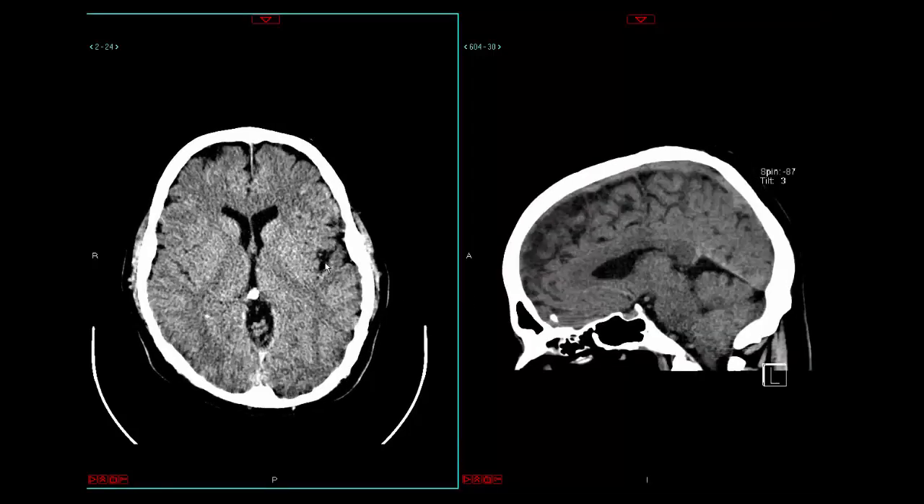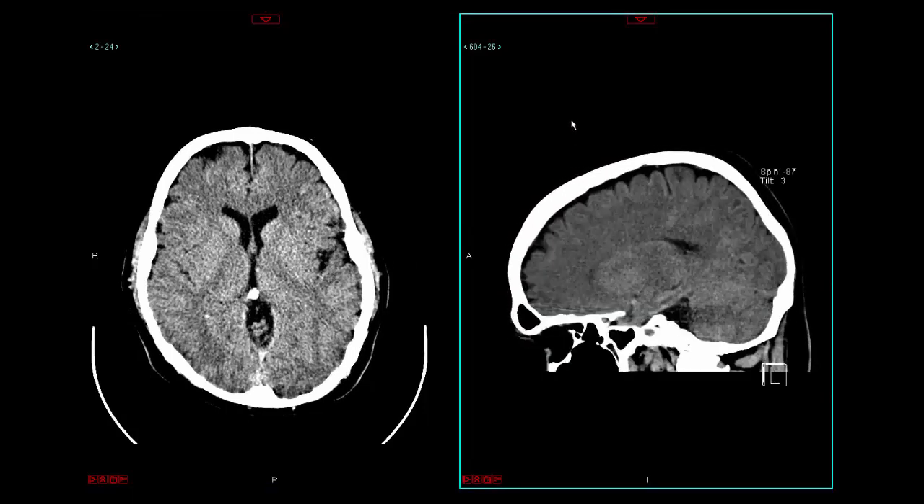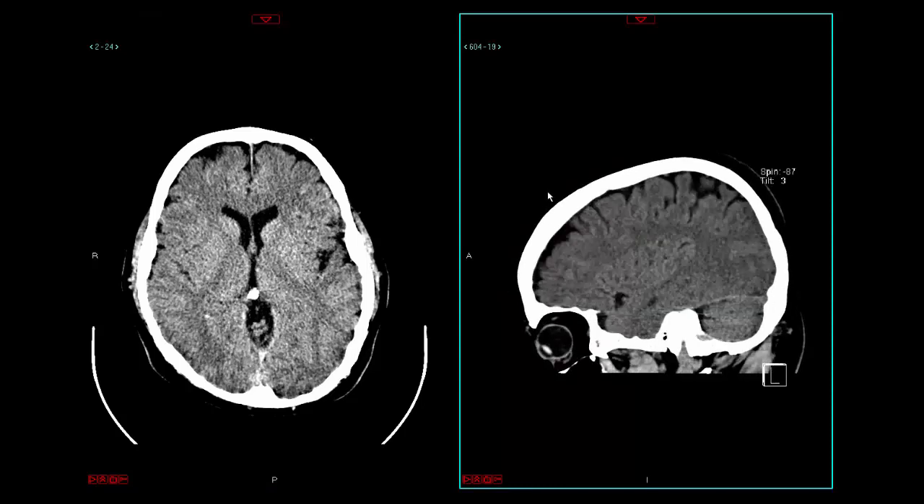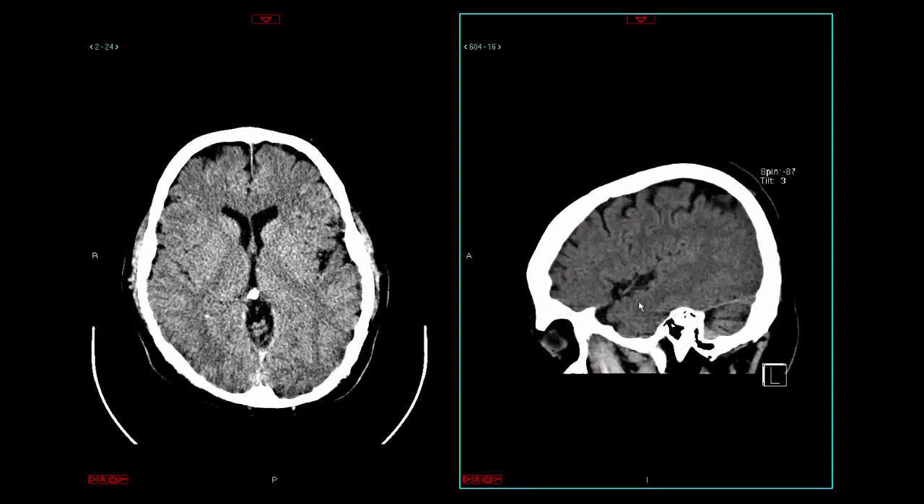Another point I'd like to make about the superior temporal gyrus, and again we can better appreciate this on the sagittal imaging. The upper border of the superior temporal gyrus has what we call the transverse gyrus of Heschl, which constitutes the primary auditory cortex. So keep in mind that the superior border of the superior temporal gyrus is where the transverse gyrus of Heschl lives. We want to keep that in mind.